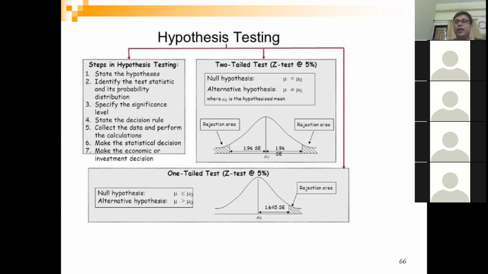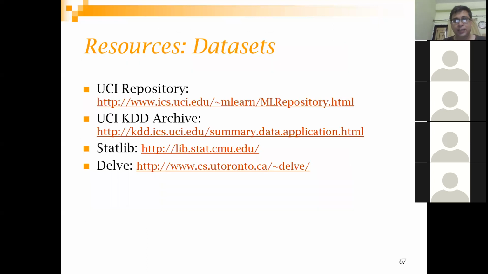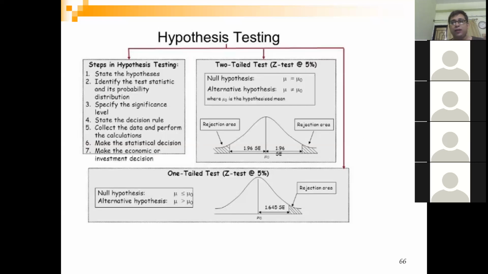And then there are two variations called two-tailed test and one-tailed test when you do a hypothesis test. Maybe we will discuss that in more detail in our next class. I think that brings us to the close of what I wanted to cover.